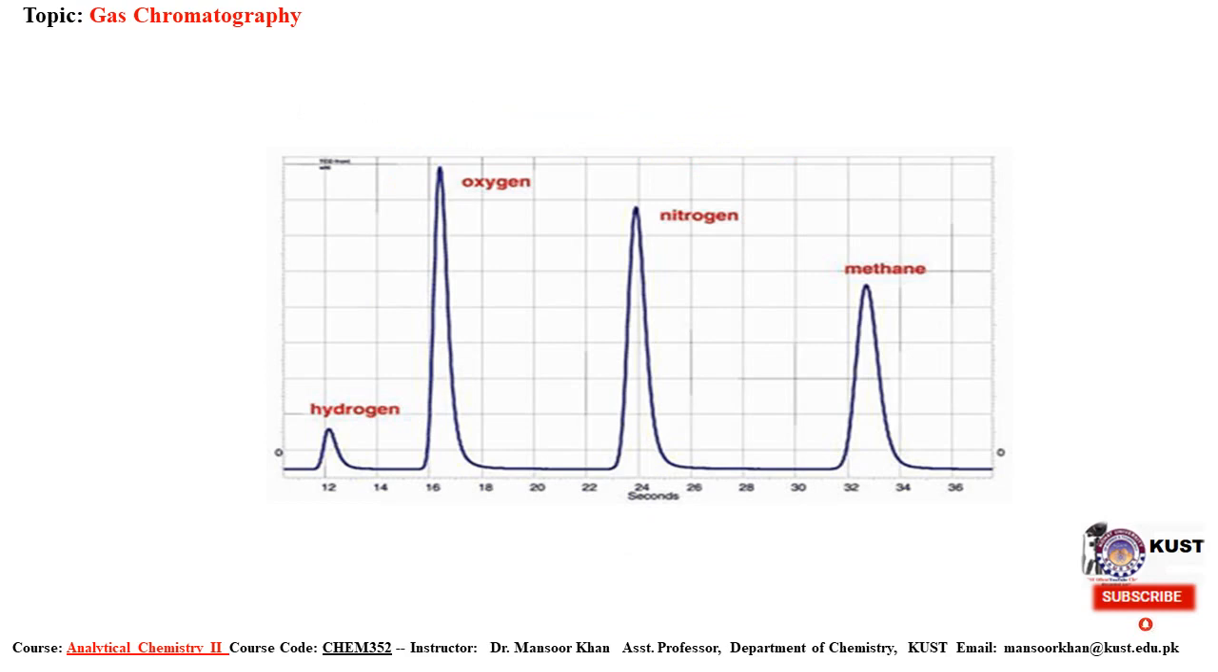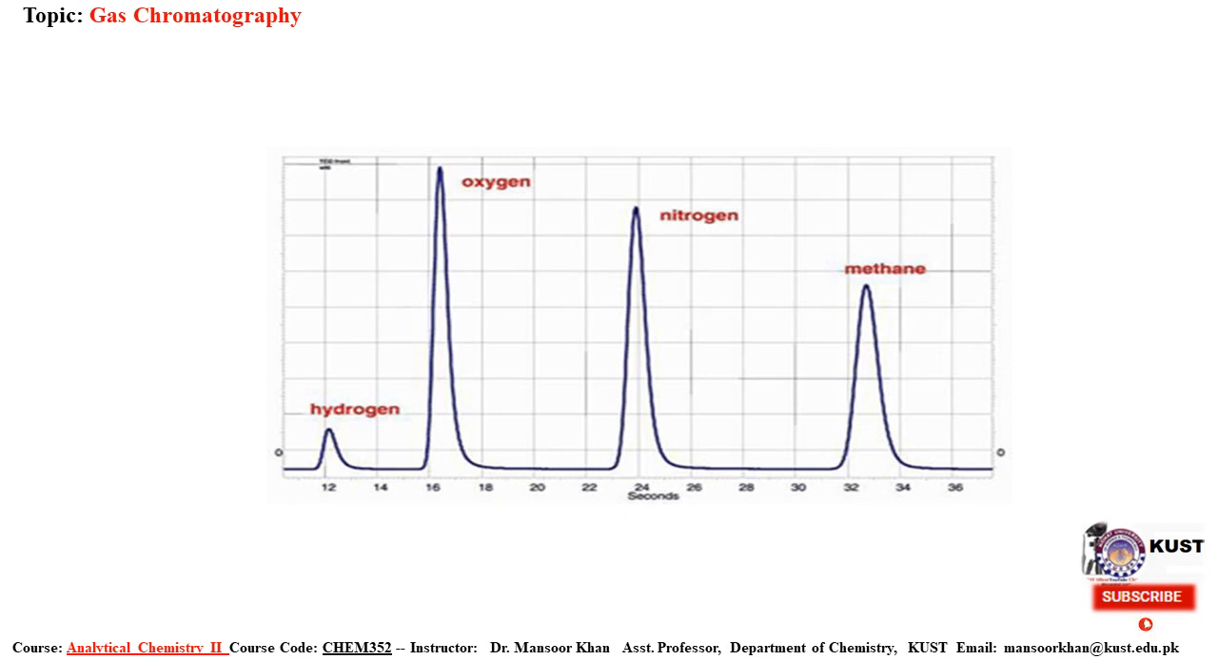This is another explanation of a chromatogram. In this chromatogram, four different gases are shown: hydrogen, oxygen, nitrogen and methane. Hydrogen moves fastest through the column as compared to oxygen. Oxygen moves faster than nitrogen, and nitrogen moves faster than methane.